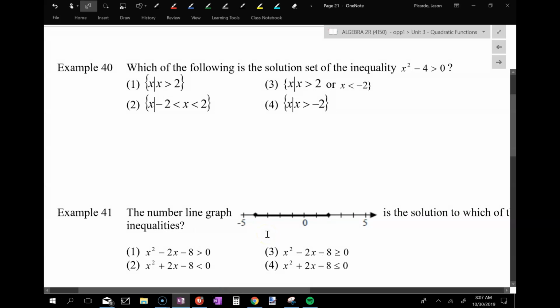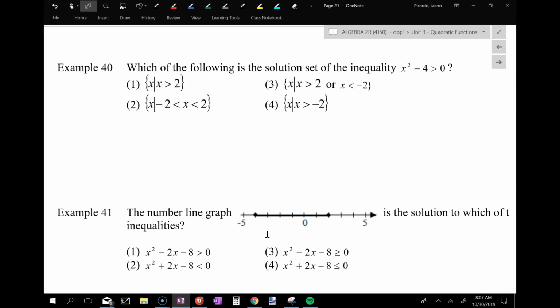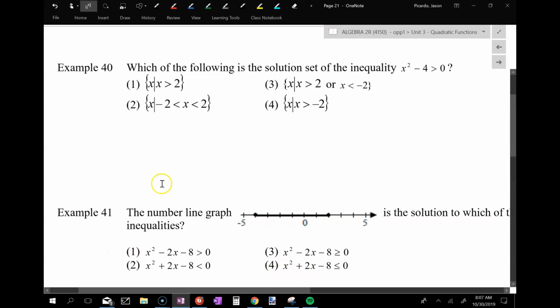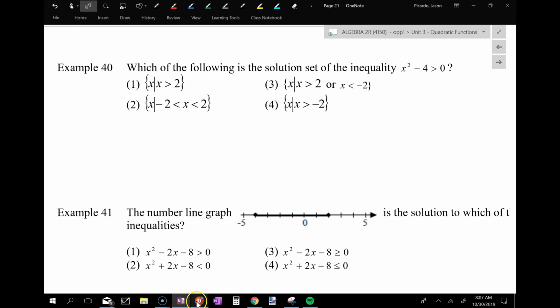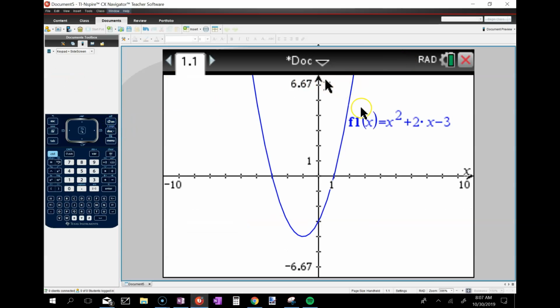Okay, ready? Example 40. All right, I'm gonna move a little quickly here, guys. This one does not suggest that I need to do it algebraically. All I want to know is, where is this parabola greater than 0, right? Where is this parabola greater than 0? So x squared minus 4.